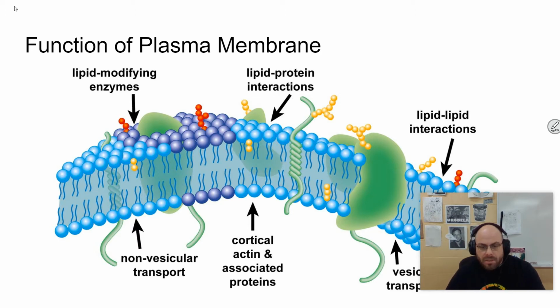The plasma membrane also controls the flow of materials into and out of the cell. That's really important as well, because it's going to serve a function to block things from entering or allow certain things in at certain points.